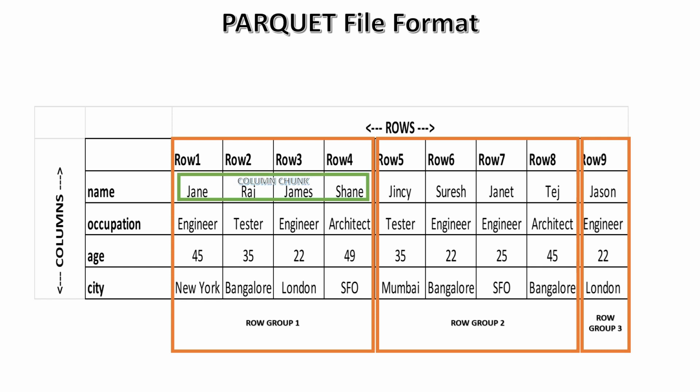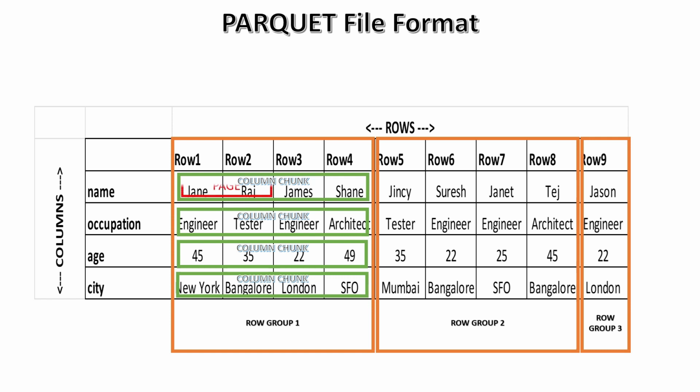Again, the data in each of the columns is grouped into column chunks. Each row group will have exactly one column chunk for each of the attributes or each of the columns. So you can see that for name there is a column chunk, and occupation, age and city have their own column chunks. Each column chunk is divided into multiple pages as per the page size. So this is the way data is stored in Parquet file format.